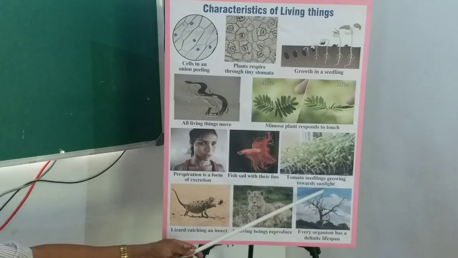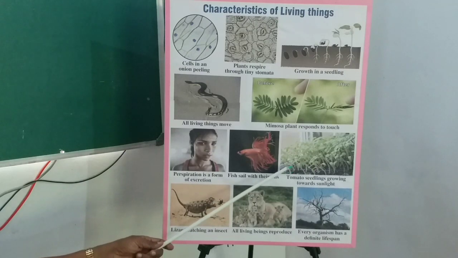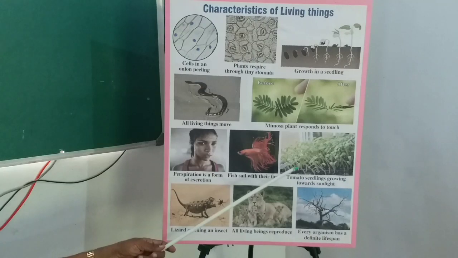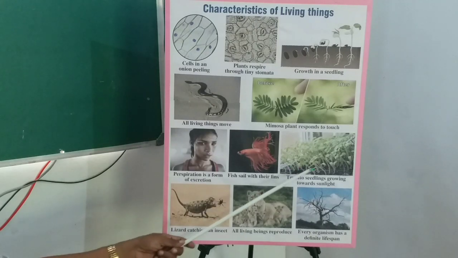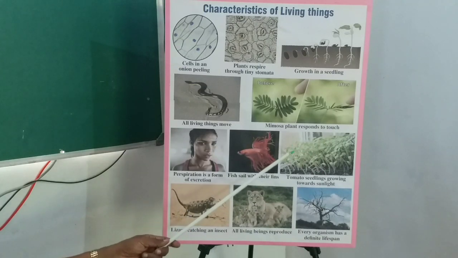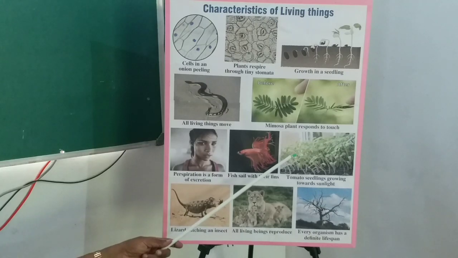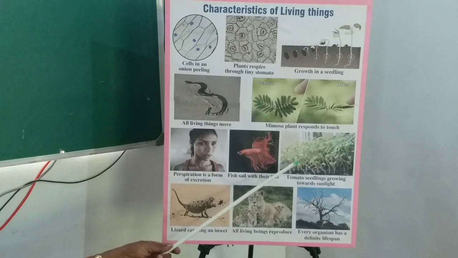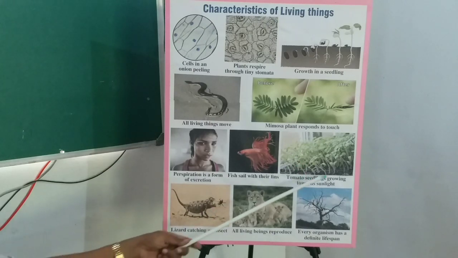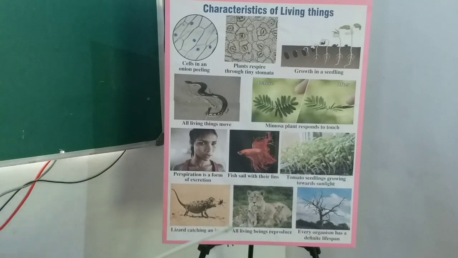Then you have the tomato seedlings. This experiment you can do. You can take any of the seedlings, put it in a small bowl with soil, keep watering it, keep it in the window and watch it for a few days. All the seedlings will start growing in the direction of the sun, a clear indication that they all respond to the stimulus. What is the stimulus? Sunlight is the stimulus. What is the response? The growth of the plants towards the sun is the response. So, tomato seedlings growing towards sunlight.